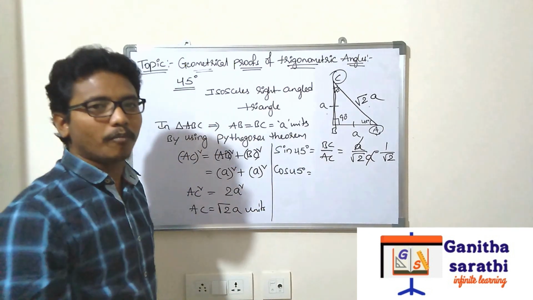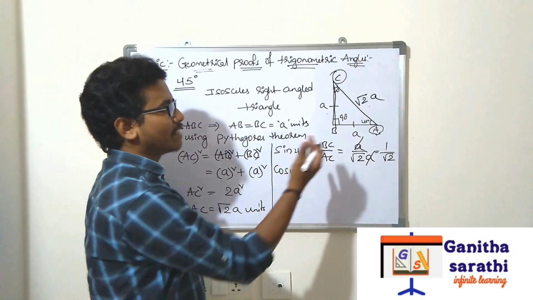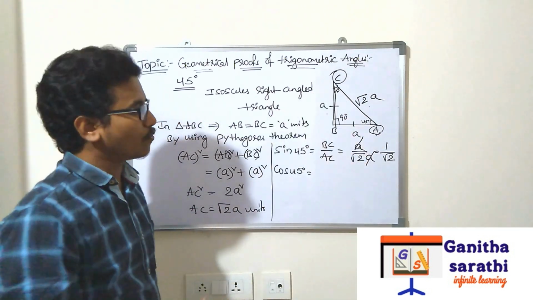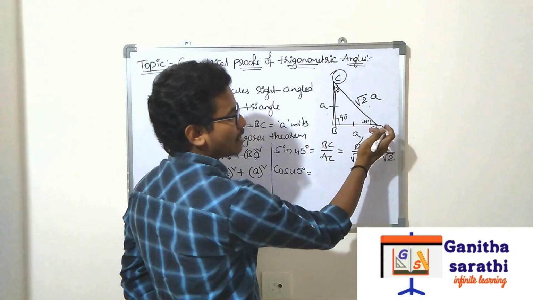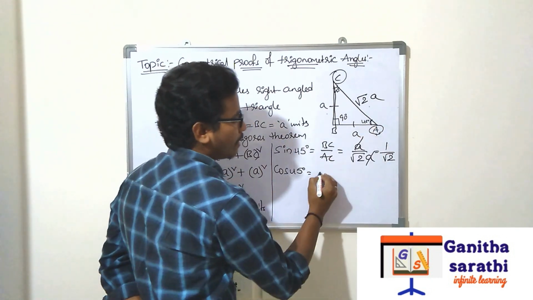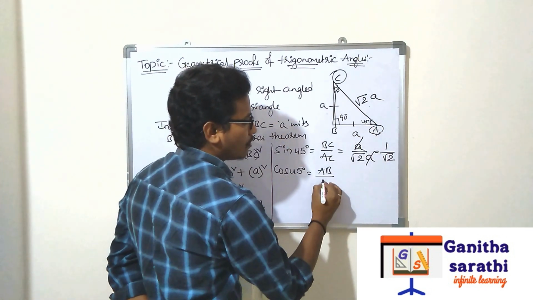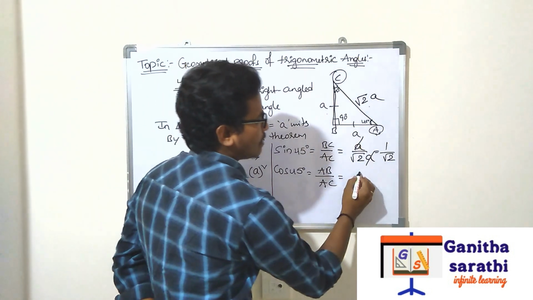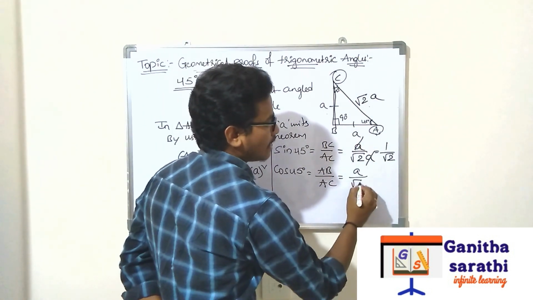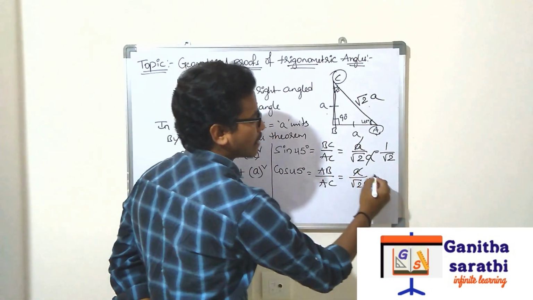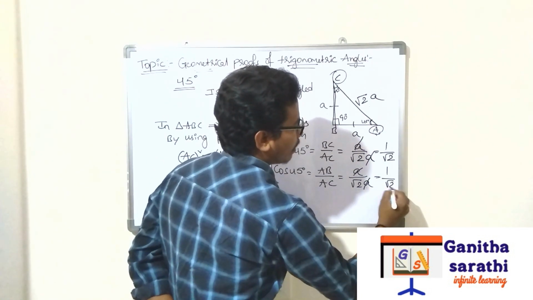In the same way, cos 45 degrees. What is the cos formula? Cos formula is adjacent side by hypotenuse. What is the adjacent side of this angle? AB. Then what is the hypotenuse? AC. So this is A by root 2A. A and A get cancelled. It will be 1 by root 2.